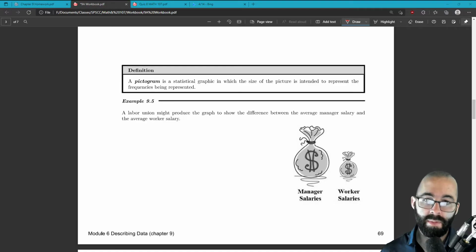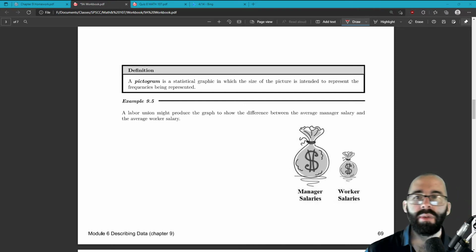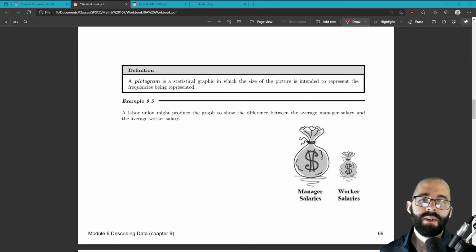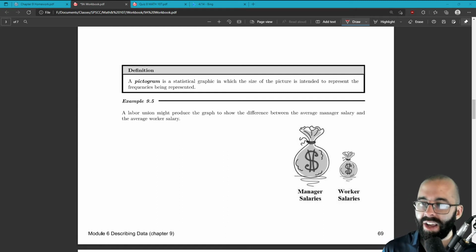Next is a pictogram. All right. And these aren't going to come up very frequently, but if you're curious, a pictogram is just another way to show statistics. And it's a way that shows statistics, in that the size of an image represents the frequency. So here's an example of a pictogram. Maybe a labor union is producing this graph. So it's the same picture. That's important, the same picture. But this one is much bigger. It's not very precise. It's just showing you that, yes, managers make more than their workers, okay?